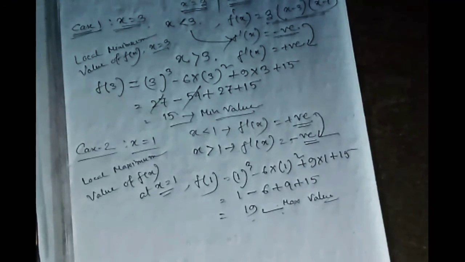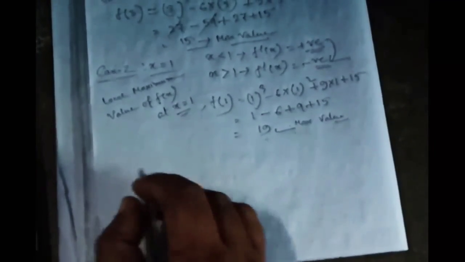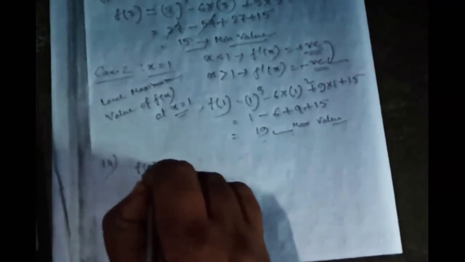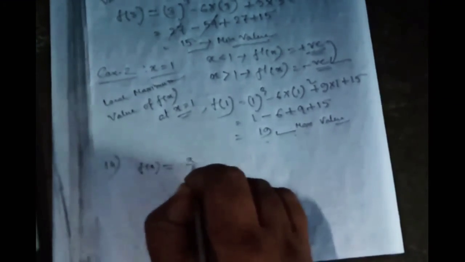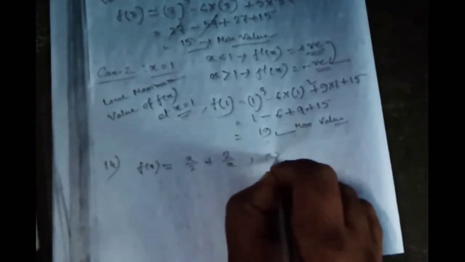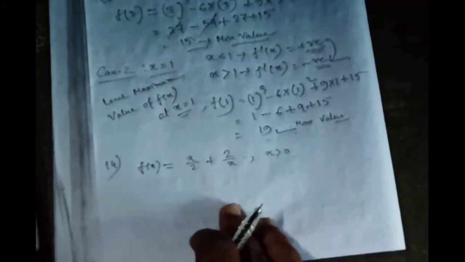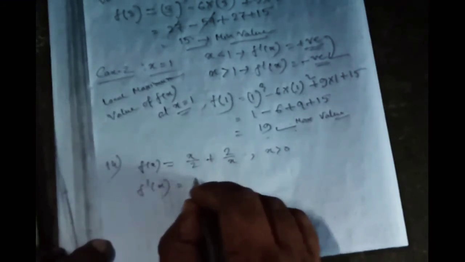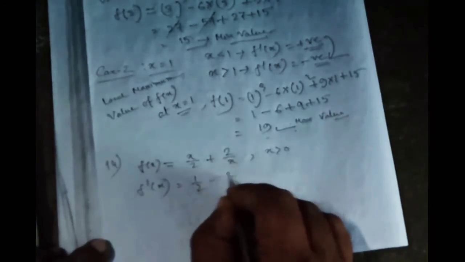Next, moving to another question. Next, we are taking another question, question number 14. f(x) equal to x by 2 plus 2 by x, x greater than 0. f dash x, that should be 1 by 2 minus 2 by x square. This is the f dash x.